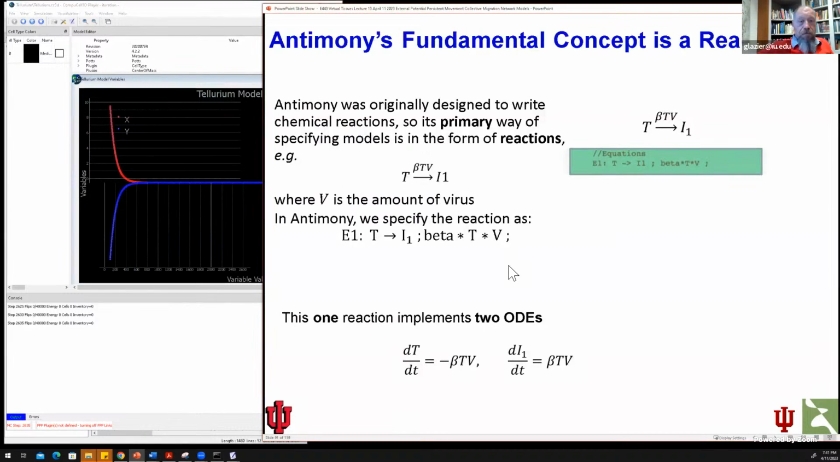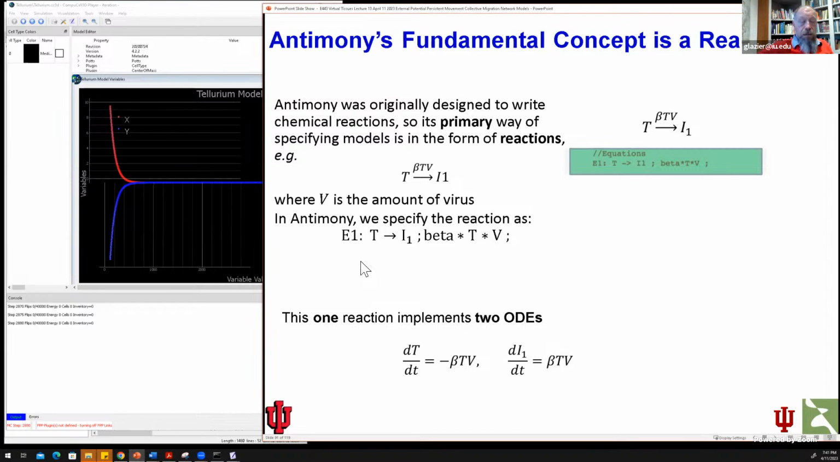The fundamental concept in Antimony is the chemical reaction. If the chemical reaction is T goes to I1, I type T -> I1. So I just draw the arrow, and then the rate, which normally would be written on top of the arrow, is written after a semicolon. T goes to I1, semicolon, beta times T times V implements this rate law.